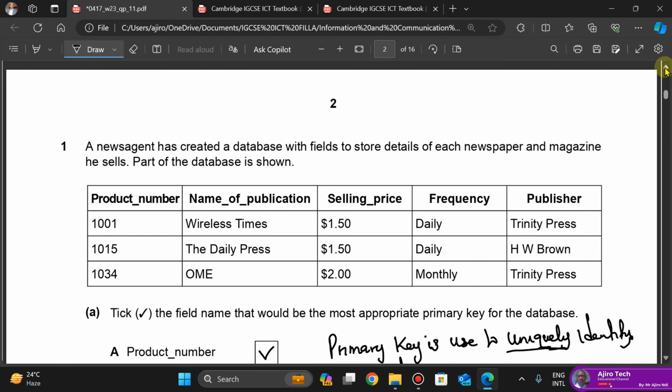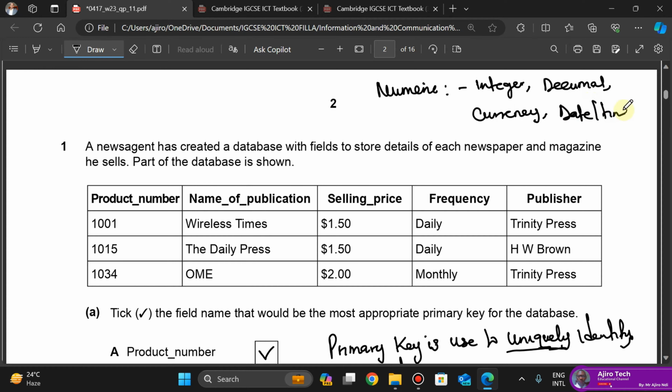For selling price, we have various data types. In data type we have what we call numeric, and under numeric we have four types: integer, decimal or real, currency, and date/time. Remember, when it comes to numeric, you have to specify what type of numeric. You can't just say numeric; you have to specify the type. This is very, very important.